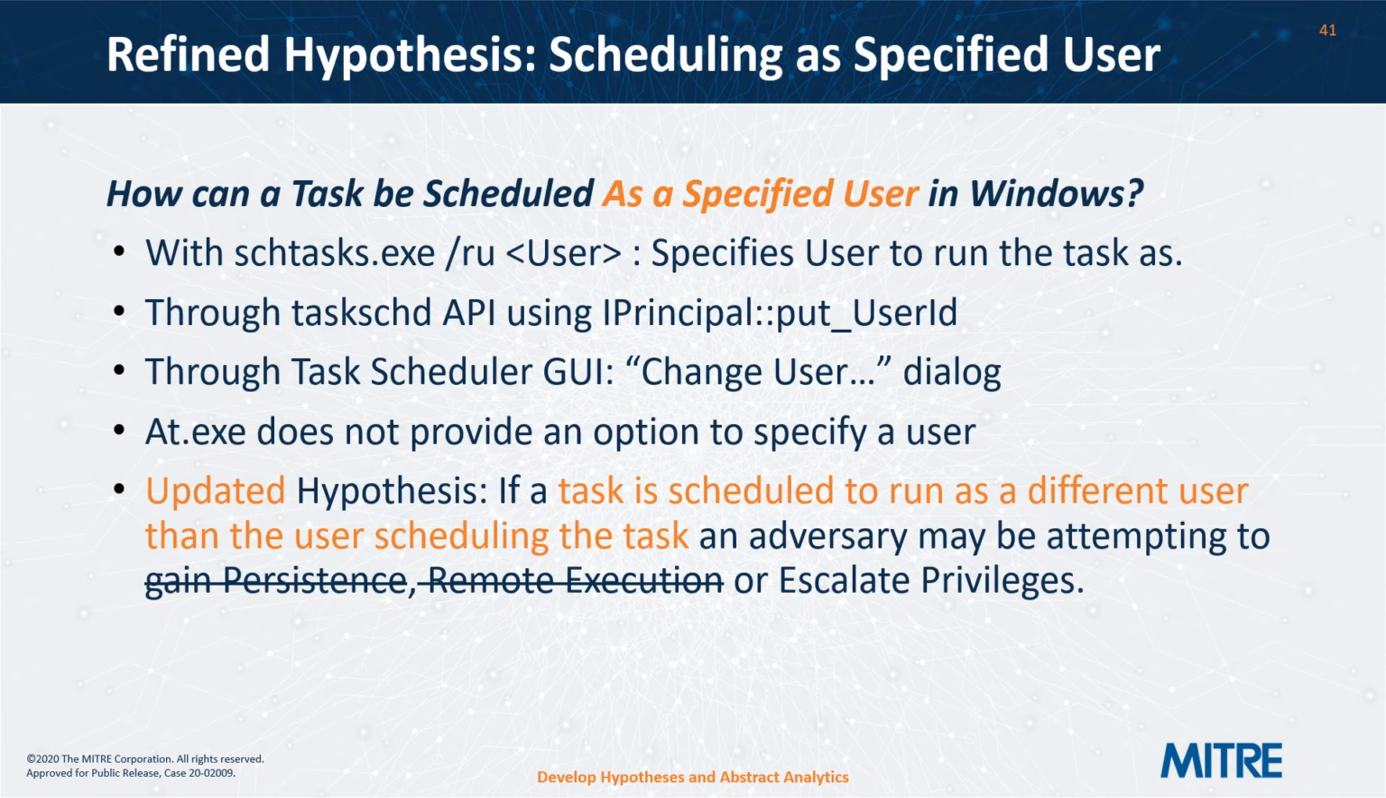Finally, the third case for task scheduling is to run a task as a specified user. We might decompose our hypothesis to focus on those scheduled tasks which are scheduled to run as a different user from the one scheduling the task. In these refined hypotheses, we can already see the beginnings of analytics and the associated data collection requirements that those analytics will have. And our next step is to convert these hypotheses into abstract analytics.